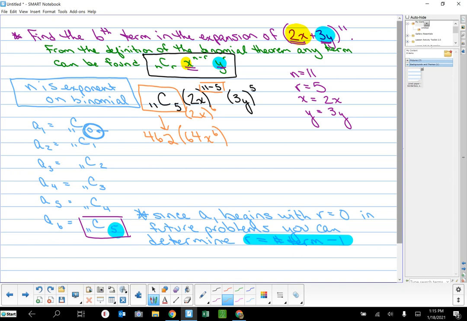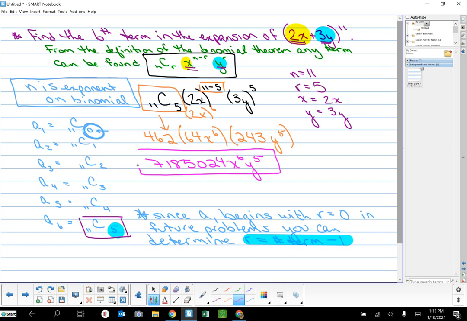And then 3y to the 5th, and 3 to the 5th is 243. And then these all need to be multiplied together. And when you do that, good Lord, you get 7185024 x to the 6th, y to the 5th. And this entire answer went into varsity.